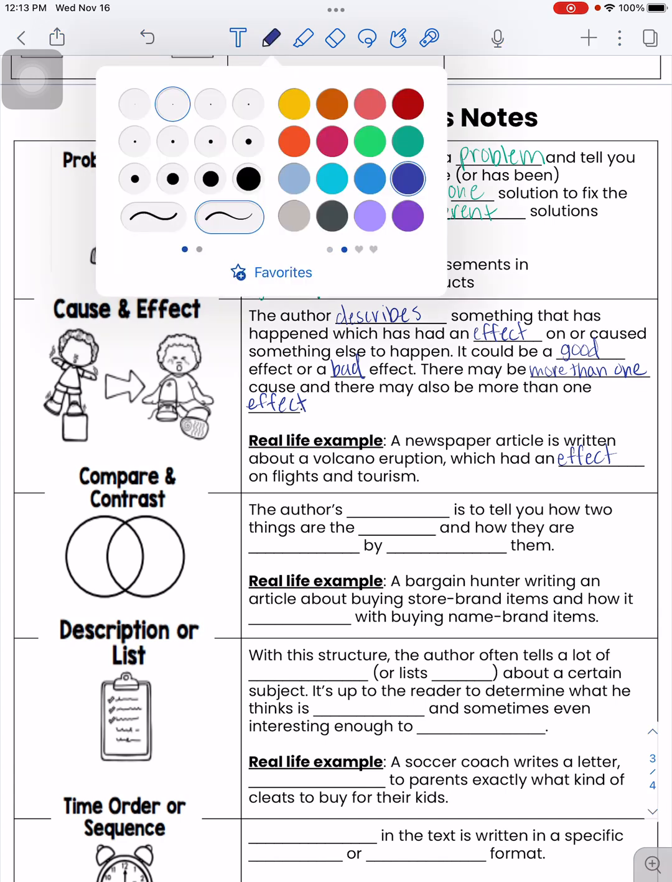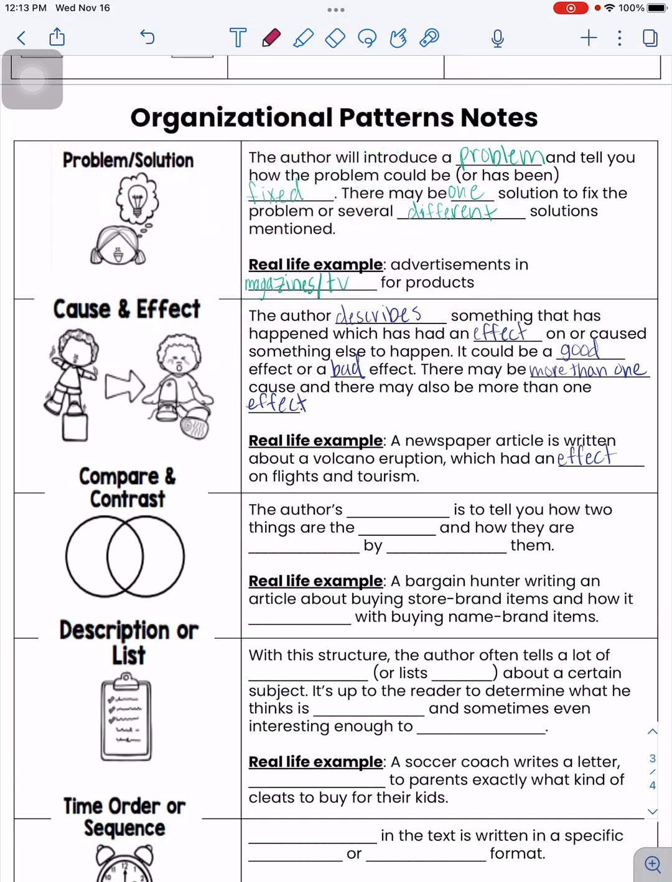So next we have compare and contrast. Compare and contrast is our third organizational pattern. So with compare and contrast, the author's purpose is to tell you how two things are the same and how they are different by comparing them.